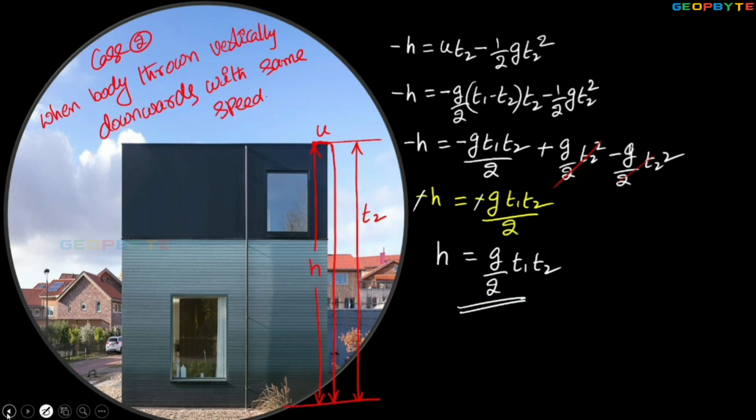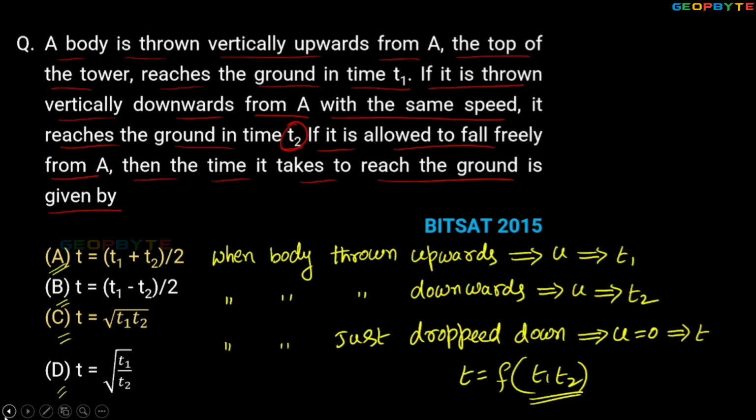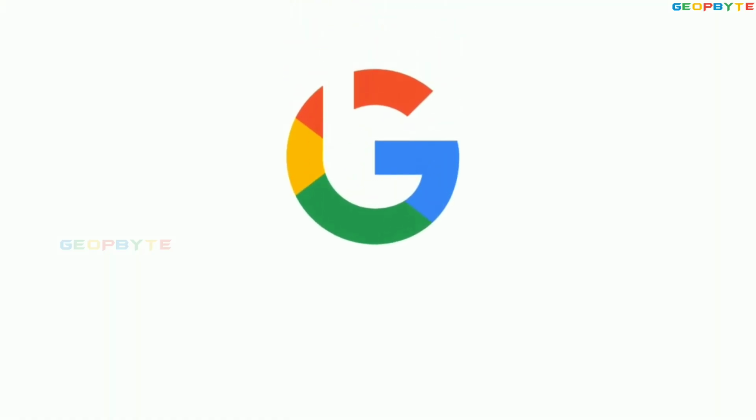Look at the options. t equal to root t1 t2. Option C is absolutely correct. Understood clearly? I try to explain each and every point. It is a most expected problem, a repeating problem. I can say this is a 5-star problem. Okay?